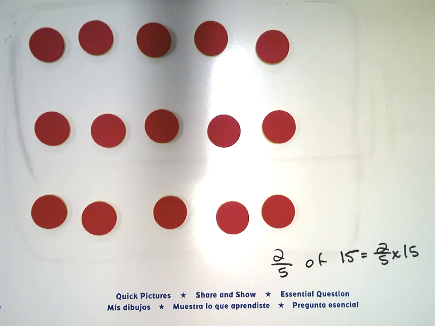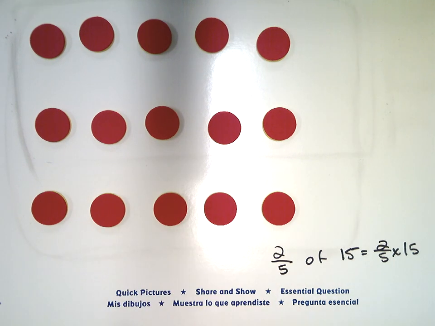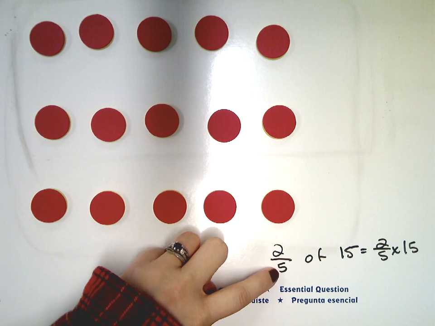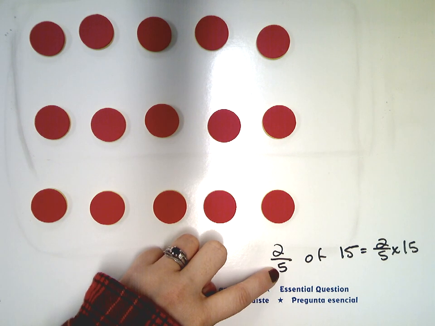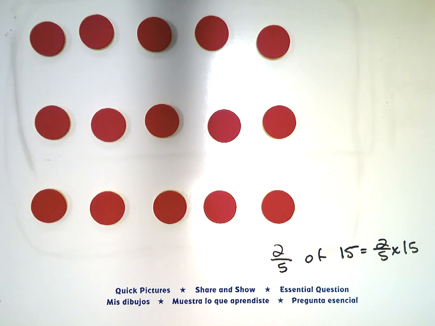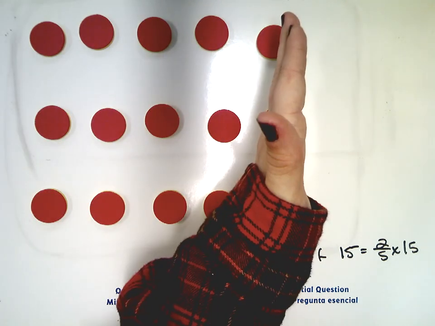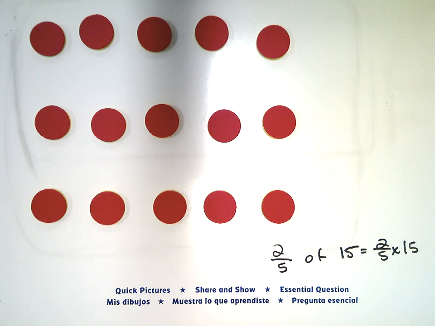So now I have 5 columns here. Okay? I have 5 columns of how many? 3, right? Because I need to have 5 total rows or columns. In this case I chose to use columns because that's how it was already set up for me. So 5 columns, right? That is my denominator. So now I need 2/5 of this 15.